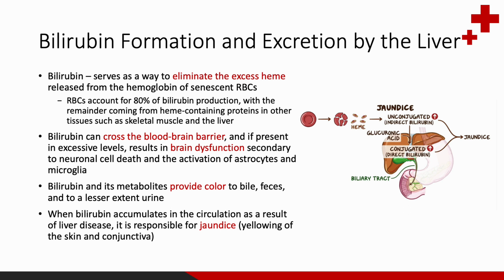Bilirubin can cross the blood-brain barrier, and if present in excessive levels, results in brain dysfunction secondary to neuronal cell death and the activation of astrocytes and microglia. This can be fatal if left untreated. Bilirubin and its metabolites provide color to bile, feces, and to a lesser extent the urine. It is also responsible for jaundice, or the yellowing of the skin and conjunctiva, when it accumulates in the circulation as a result of liver disease.